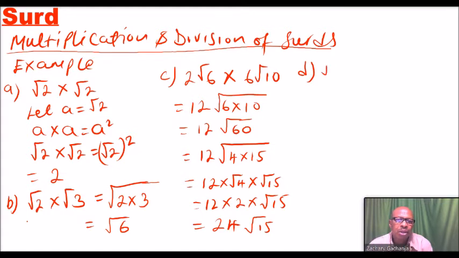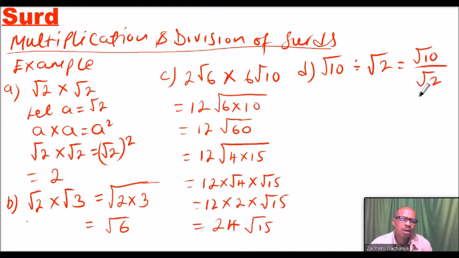We look at D. What about division? We can divide root 10 by the root of 2. So these are two surds. We are allowed to write root of 10 divided by the root of 2. When you write like that, you are also allowed to combine this. So it is 10 divided by 2, which is 5. So this is the same as the root of 5.